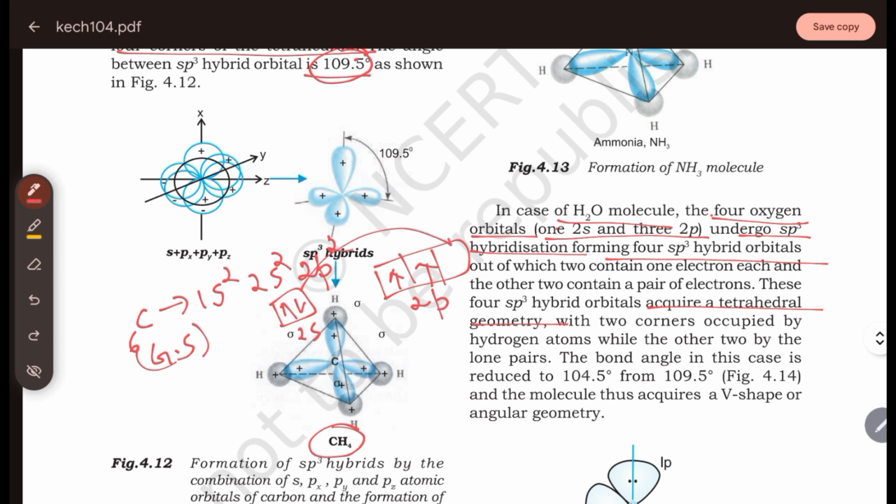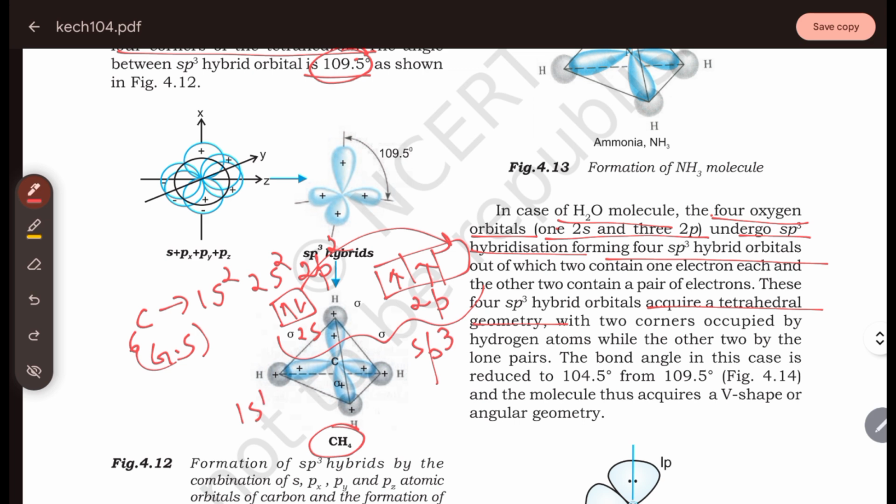There is a transition from s to p, giving rise to one s and three p, which is sp3, in the excited state. So each unpaired electron combines with 1 electron of hydrogen, 1s1 configuration of hydrogen. So you get what?